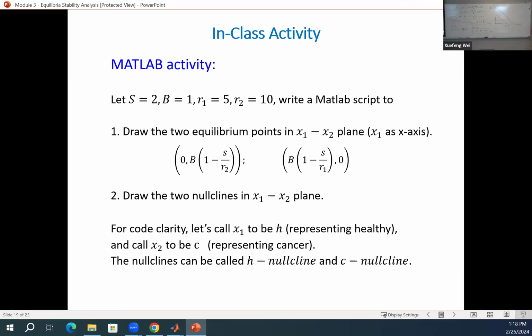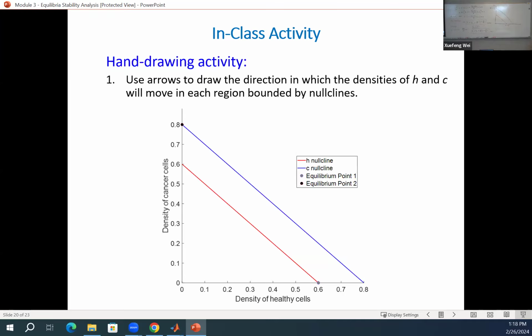Okay, so I'm going to move on to the next step. So x1 nullcline and x2 nullcline. Okay, good. So we have this. I also call it, it doesn't matter, let's just still call them x1 and x2, because I can't do H and C. H is healthy, C is cancer. Sometimes people don't like x1, x2, but it's very easy to say. So let's still use x1, x2.